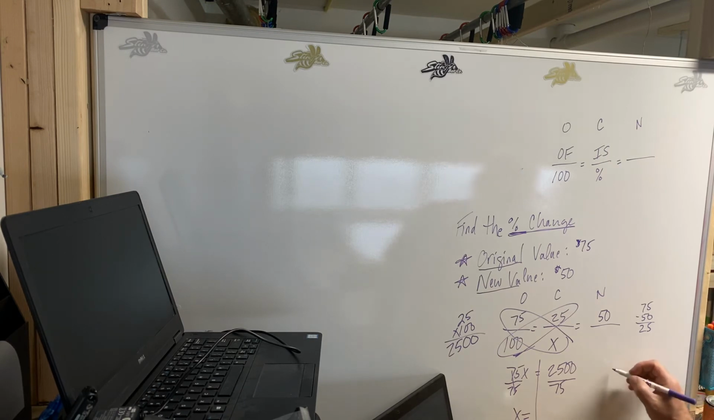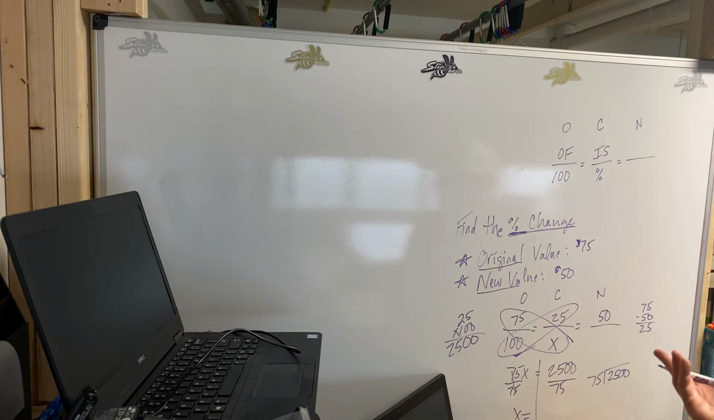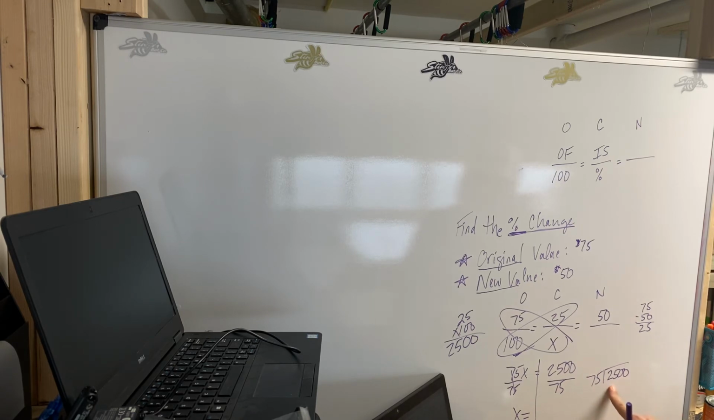So now I take 2,500 and I put it inside the house. 75 goes on the outside of the house. You guys have calculators. Use your calculators. It's a lot easier. But if you don't, I'll show you how to do the division right now. 75 cannot go into 25. Cannot go into 2, cannot go into 25, but it can go into 250. So 75 times 2 would be 150. 75 times 3 is 225.